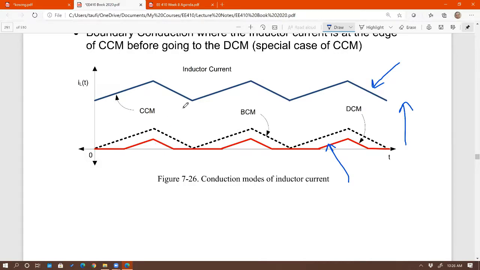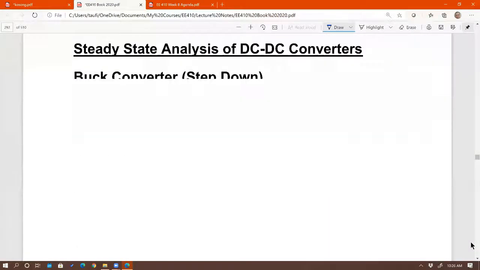The borderline between the two is called BCM right there, boundary conduction mode. So remember that boundary conduction mode is the boundary between CCM and DCM, meaning the minimum point of the inductor current right there touches 0. See that? It just touches 0. Okay, any question on this? So now you know the difference between CCM, DCM, and BCM. Okay, let's go back.